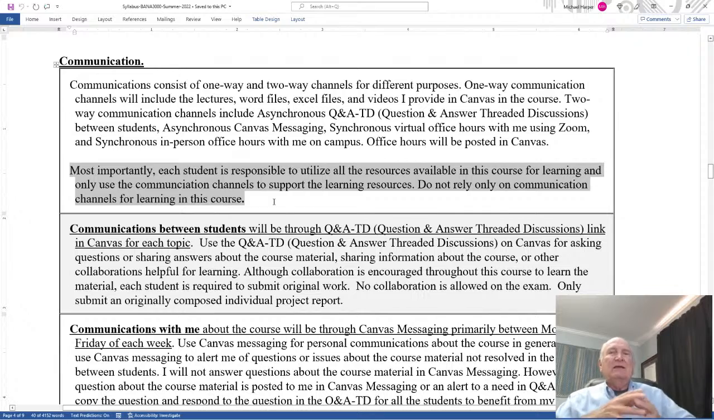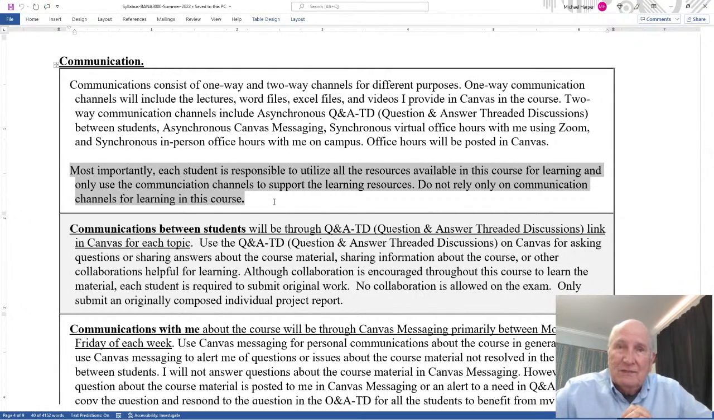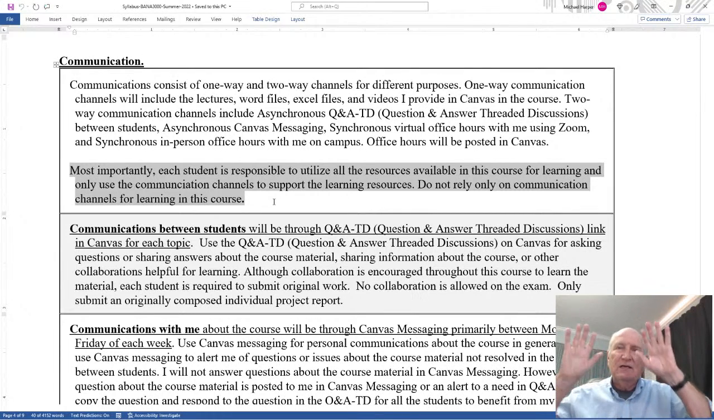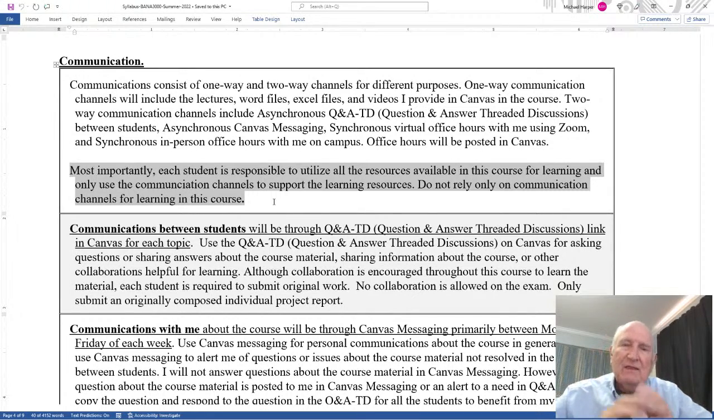What I mean by that is a problem I have had in the past, and students have told me this: some of their colleagues don't watch the videos, they don't read the text, they don't look at the lectures, they don't try the homework, they want me or someone to tell them what the answers are. That's a problem. That's not how this course is designed, and that's not your colleague's problem, it's not the university's problem, it's not my problem. You need to use the resources for learning and use the communications to support the learning.